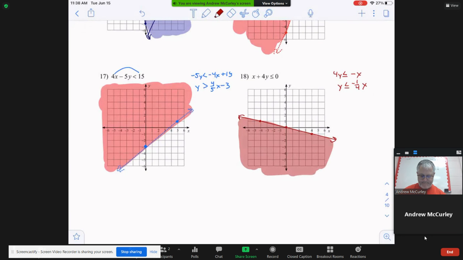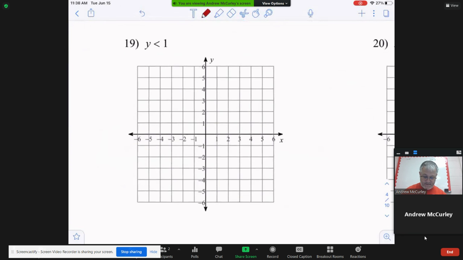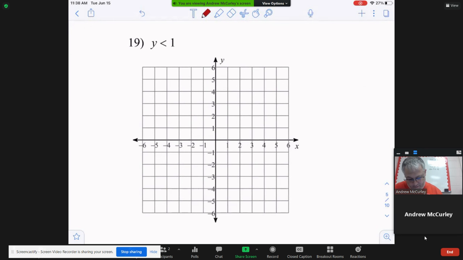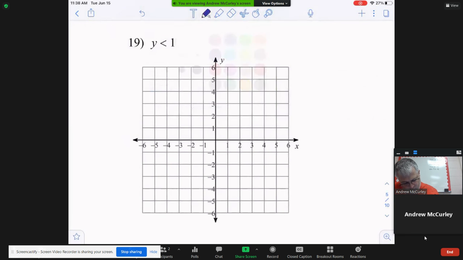All right. Now there are two other kind of exception ones. And they are kind of the horizontal and vertical variety. So this is y is less than 1. So we know that, first of all, it's going to be a dashed line. Let's grab some different colors. I know it's going to be a dashed line, and it's at y equals 1. Since it's a y, it's going to be a flat line at 1. So it's going to look like this.